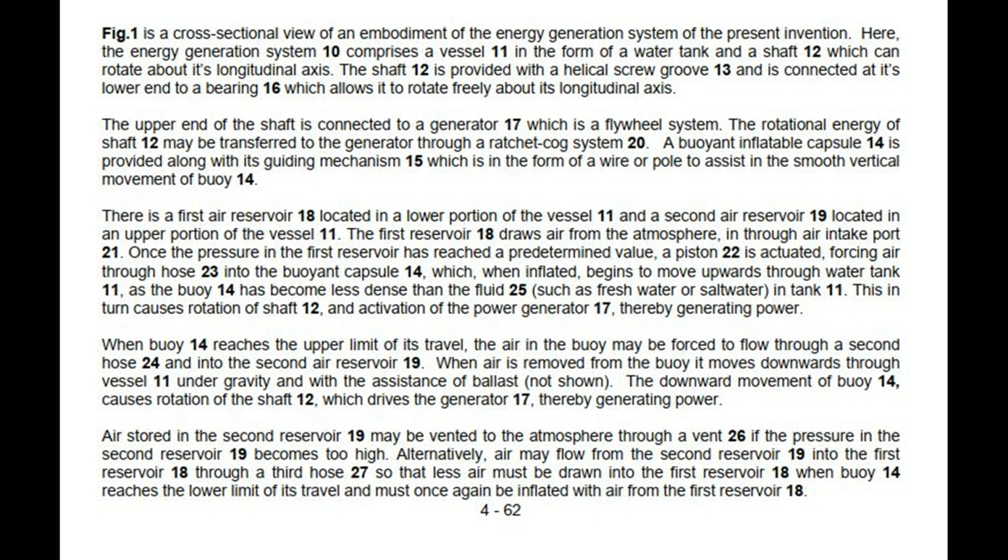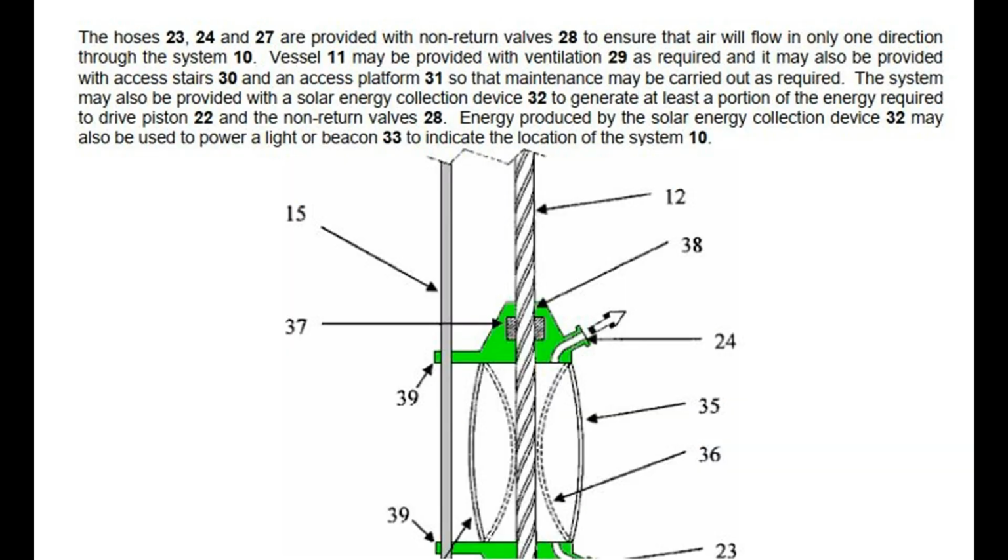Alternatively, air may flow from the second reservoir 19 into the first reservoir 18 through a third hose 27 so that less air must be drawn into the first reservoir 18 when buoy 14 reaches the lower limit of its travel and must once again be inflated with air from the first reservoir 18. The hoses 23, 24 and 27 are provided with non-return valves 28 to ensure that air will flow in only one direction through the system 10. Vessel 11 may be provided with ventilation 29 as required, and it may also be provided with access stairs 30 and an access platform 31 so that maintenance may be carried out as required.